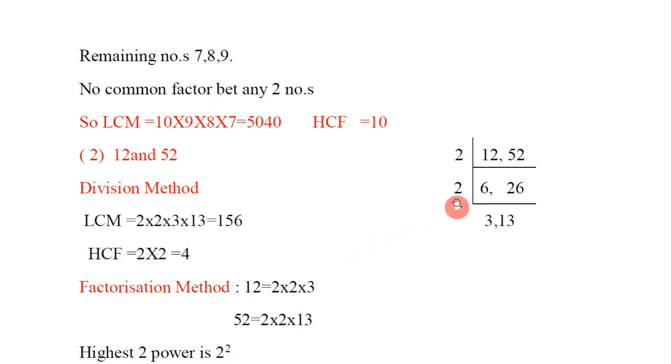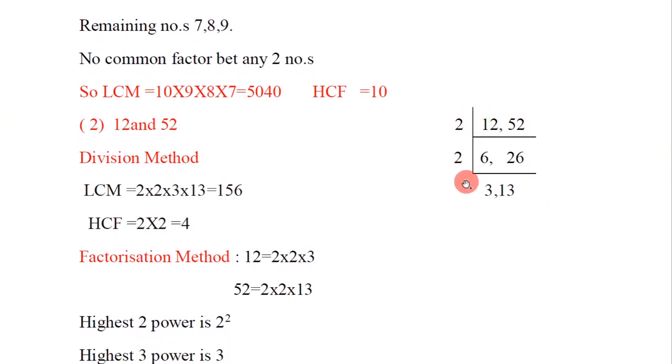So once again I repeat the procedure in another example. Consider the numbers 12 and 52. We find the LCM and HCF using two methods: one is division method, another is factorization method. In division method, we consider all the numbers together. So take 12 and 52, divide by a common number which divides both. We can take 2 here: 2 six times, 2 twenty-six times. Then we can see that 6 and 26 are divisible by 2. So divide by 2, it is 3 and 13.